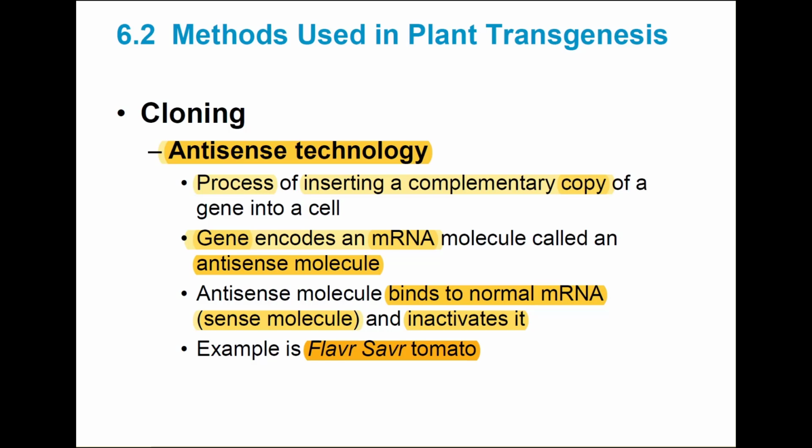The genome is known, the sequence is known. So you can silence genes that you don't want to be active in order to get a designed property. So for example, the flavor saver tomato, a design called flavor saver.